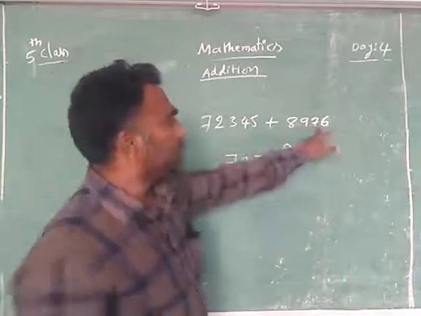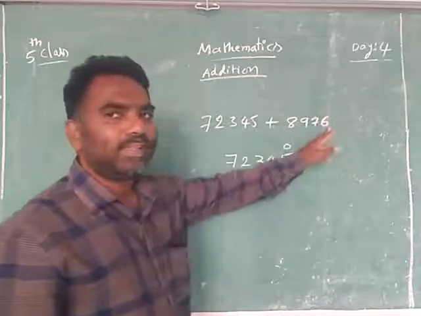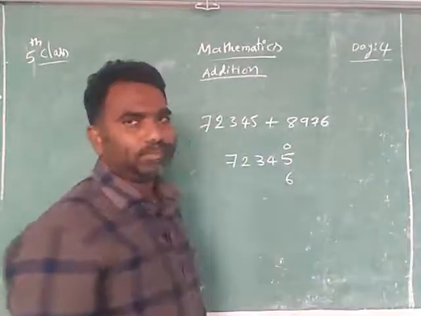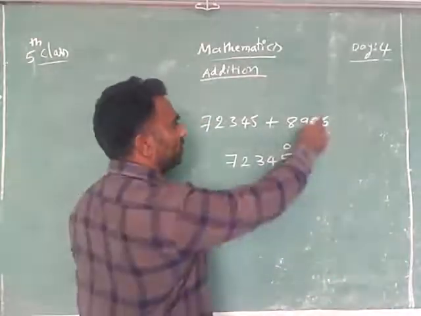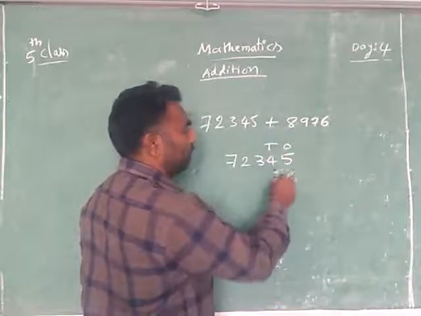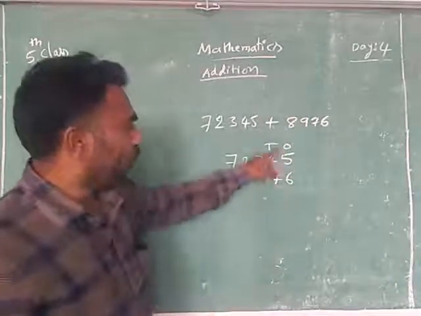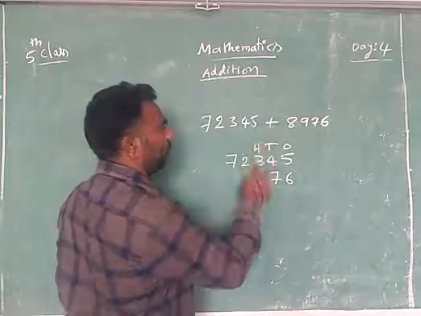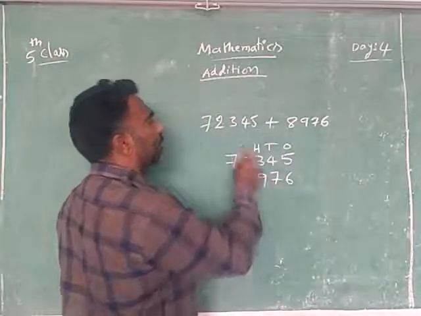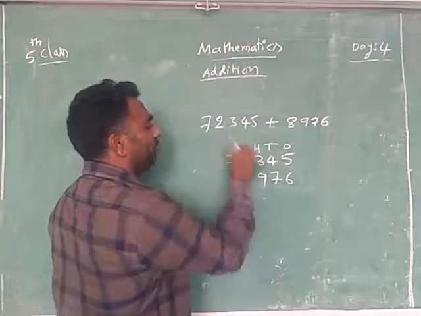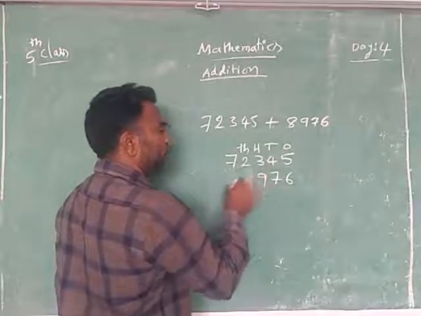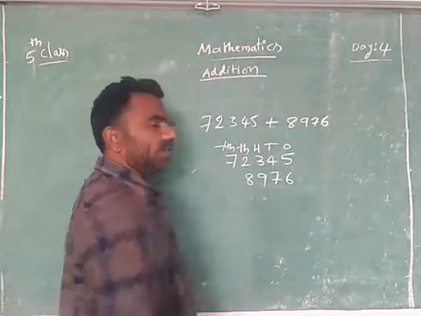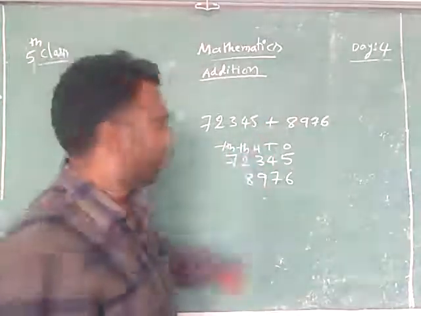You see in the second number the ones digit is 6. That's why 6 should come here. Ones place both in the one order. And tens place here 7 is there. In this tens place 4, in that tens place 7. Hundreds place, in this it is 3, in that it is 9. Thousands place, in this it is 2, in this it is 8. 10,000 place, here it is 7 and here there is no 10,000 place.